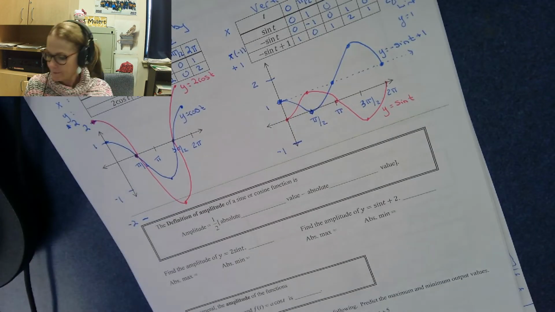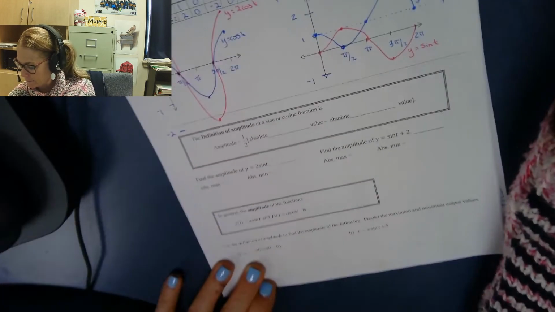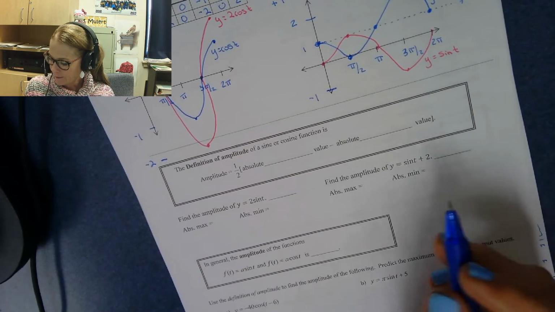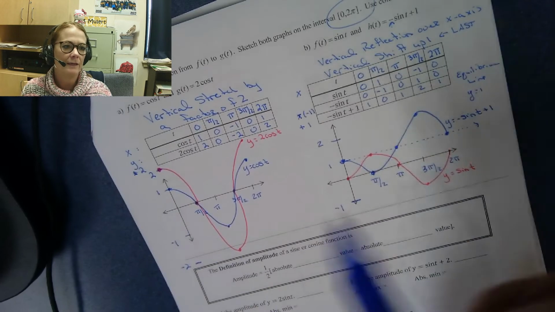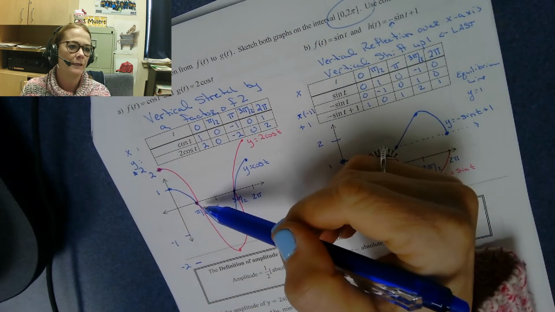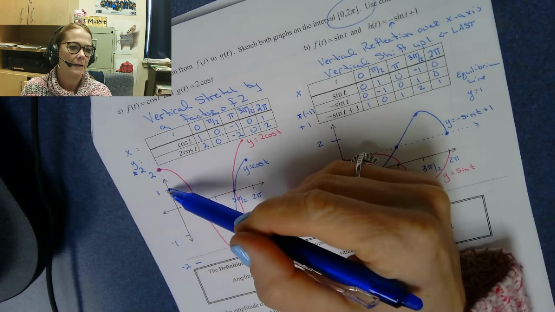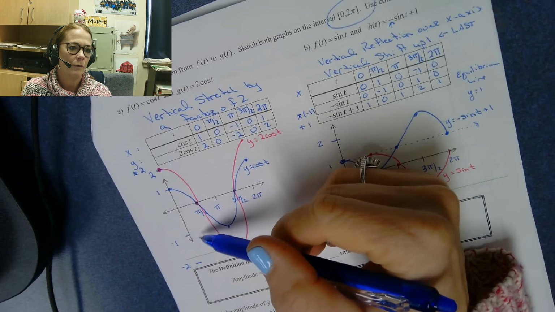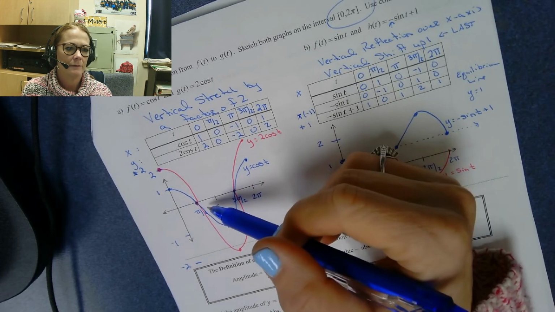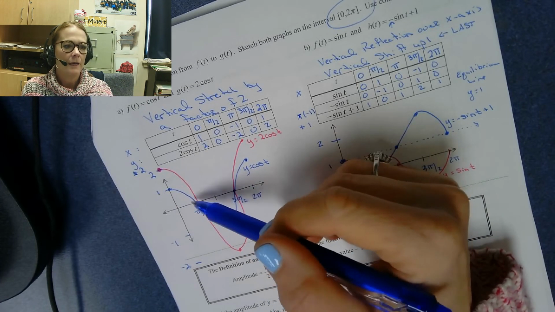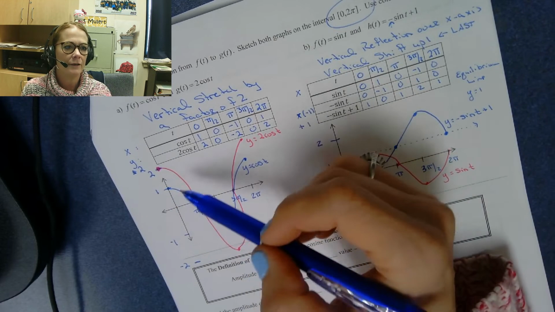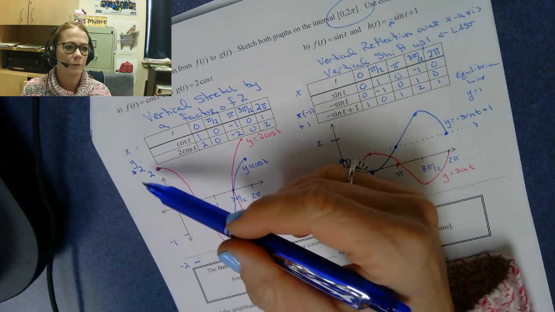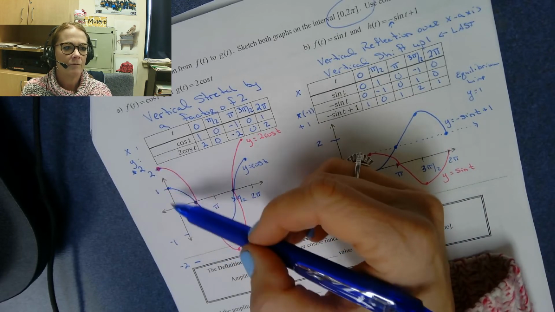Definition of amplitude. Okay, this is really easy. The amplitude is just how high and how low the graph goes from the equilibrium. So here's the equilibrium. So sine goes up 1, it goes down 1 from the equilibrium line. So that's an amplitude of 1. Here it goes to 2 amplitude. Amplitude means height, and you're not doing the total distance of 4. You're just doing from the equilibrium line.